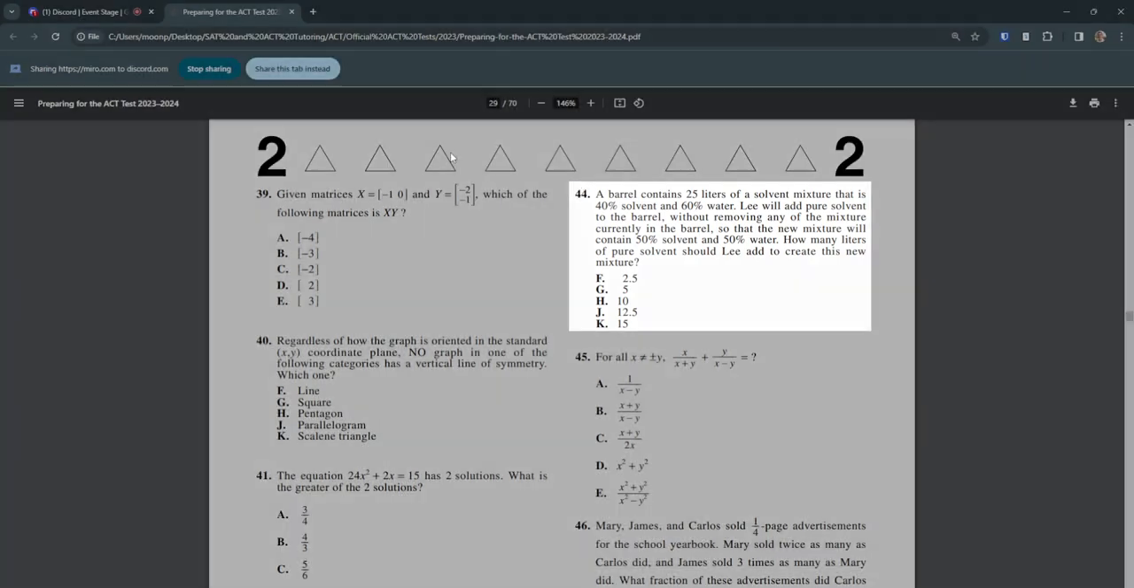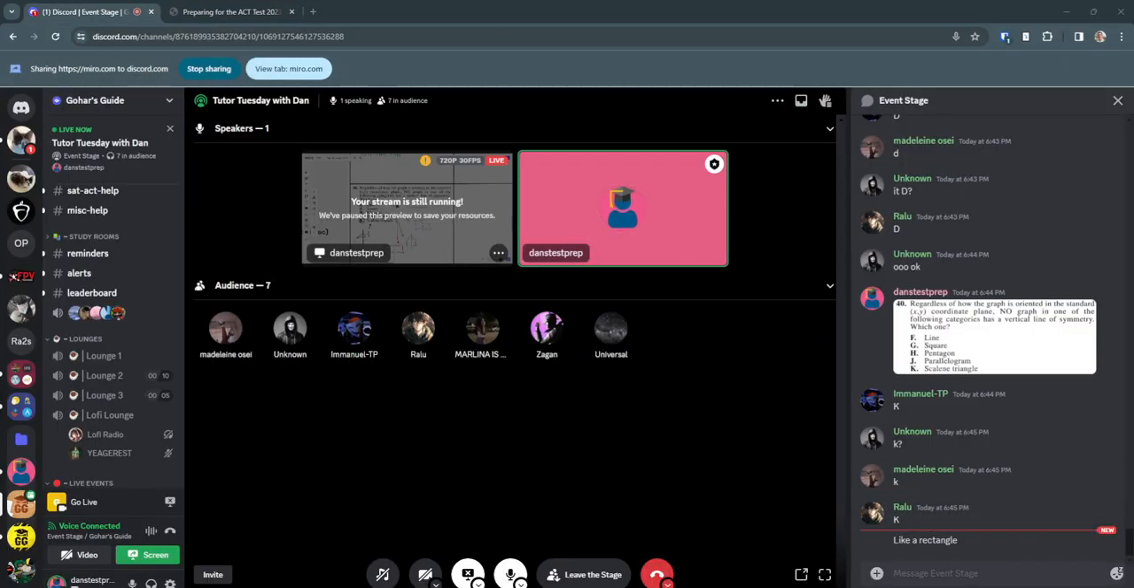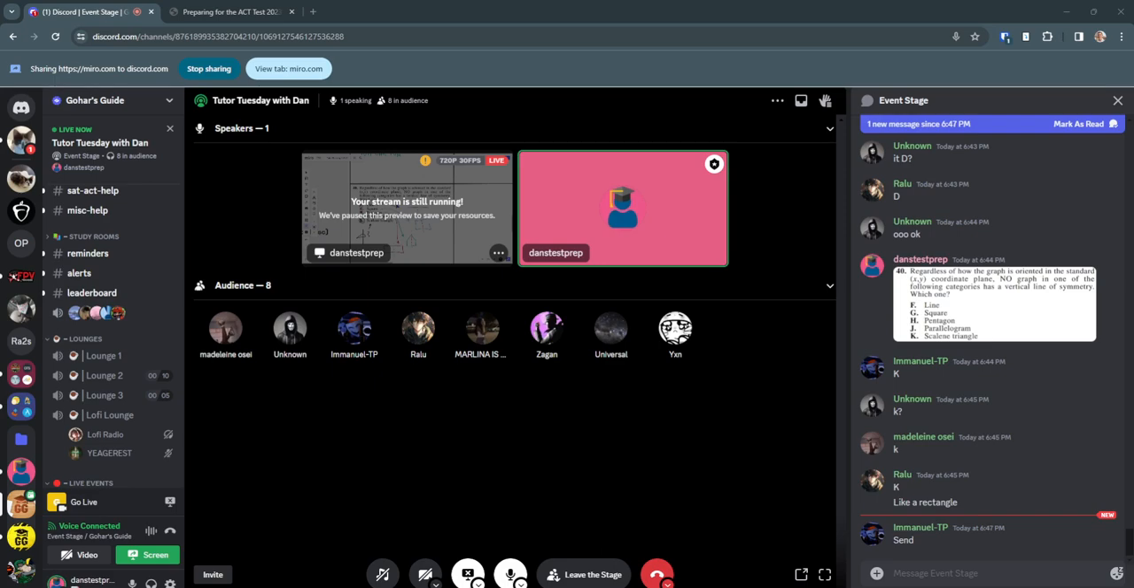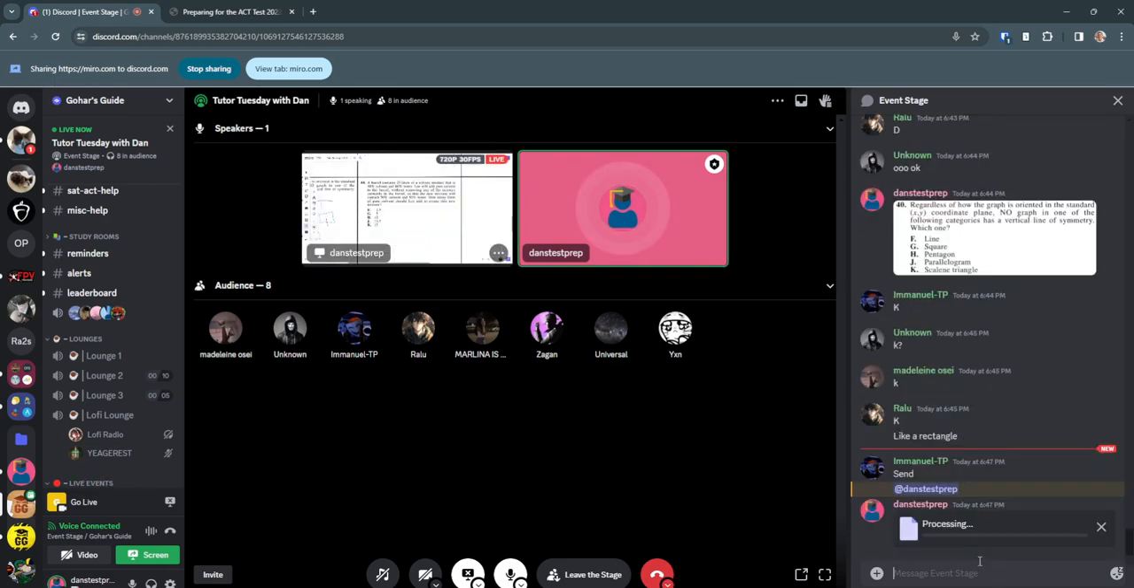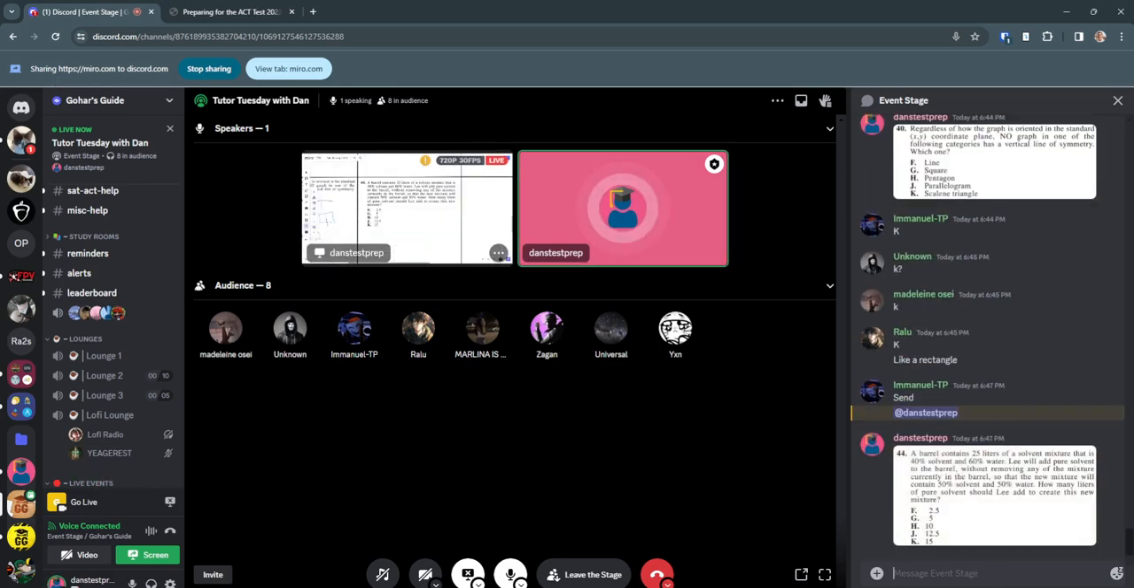That was kind of similar to one of the daily SAT questions of the day that we've been doing, that a lot of people had trouble with. It was about solutions, and volumes of solutions, and percent solutions. So here we have a barrel containing 25 liters of a solvent mixture that's 40% solvent and 60% water. Lee will add pure solvent to the barrel without removing any of the mixture currently in the barrel, so that the new mixture will contain 50% solvent and 50% water. How many liters of pure solvent should Lee add to create this new mixture?